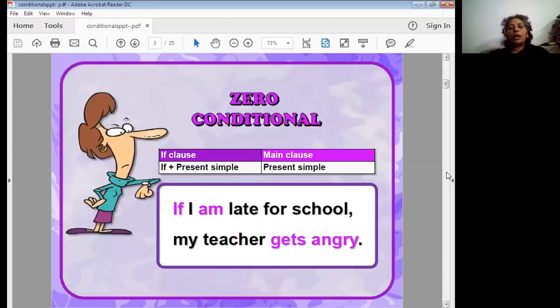Now here you have the zero conditional sentence. You see here the first part, the if clause, is here, and in the second part, the main clause is there. It is if plus simple present tense. In the second part, the main clause, also the simple present is there. Below you can see the sentence: if I am late for school, my teacher gets angry. So it is if plus simple present, and the main clause is also simple present.